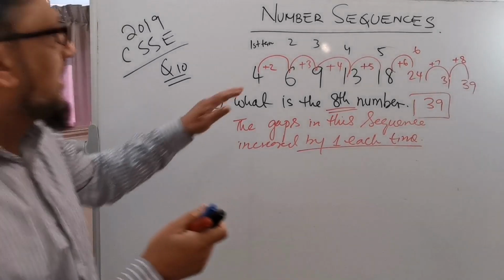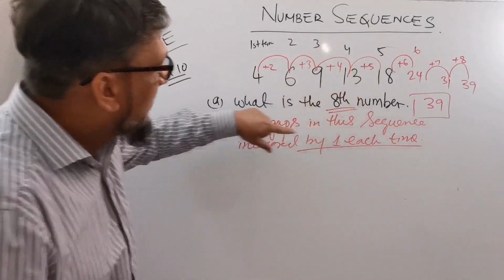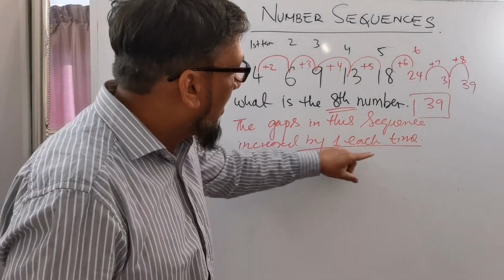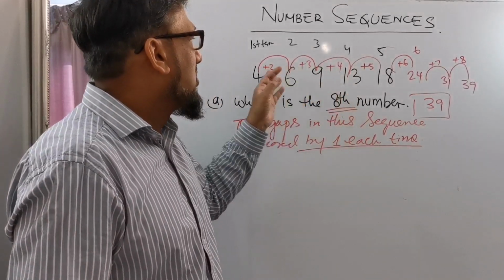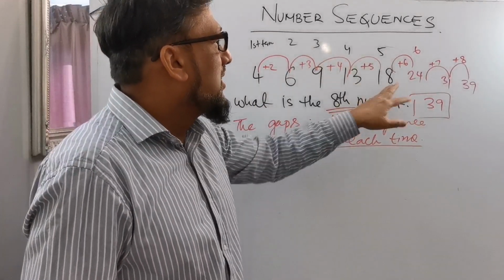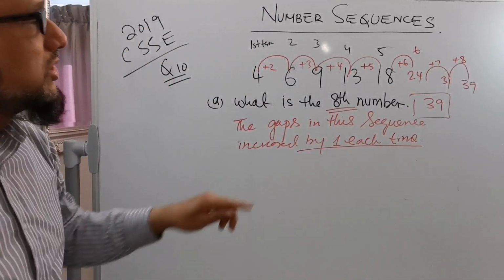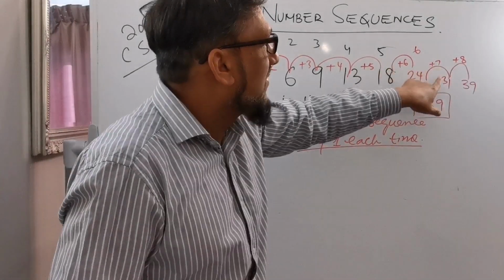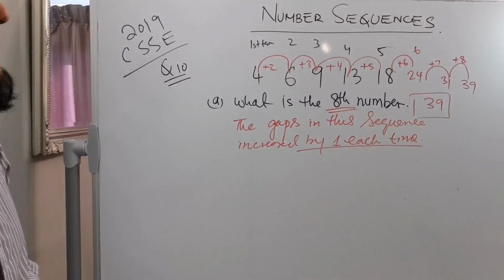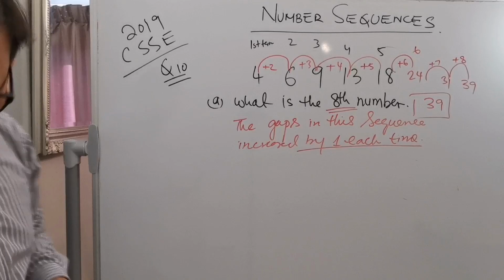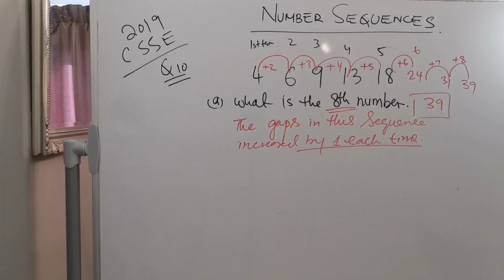So first we find the difference. The examiner says the gap increases by 1 each time: 2, plus 3, plus 4. So we need to find the 8th number. You increase by 6, 7, and then finally by 8. And now going to part B.